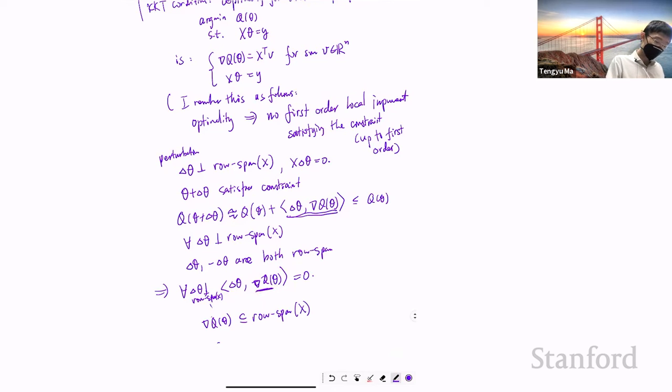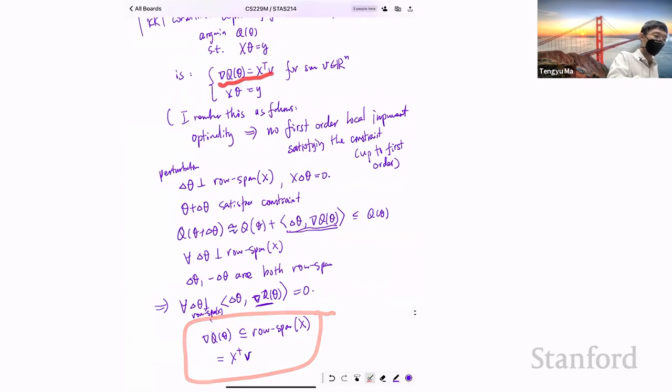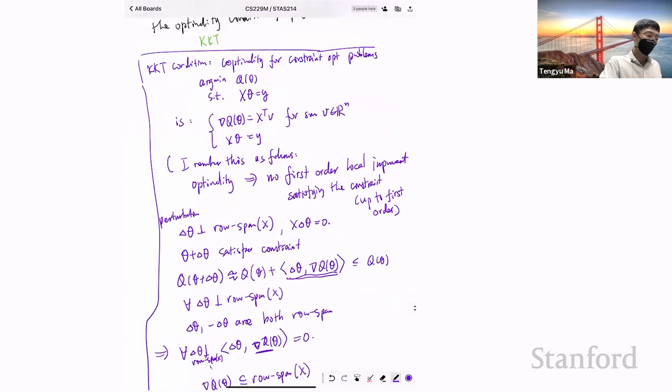So that's why it can be written as X transpose times mu, because X transpose gives you the row span. Let's call it V. X transpose V is the representation of a vector in the row span of X. That's how we develop the KKT condition, right? The KKT condition was that the gradient of Q at theta has to be in the row span of X, and also it has to be a feasible solution.